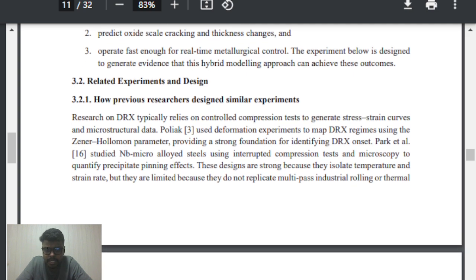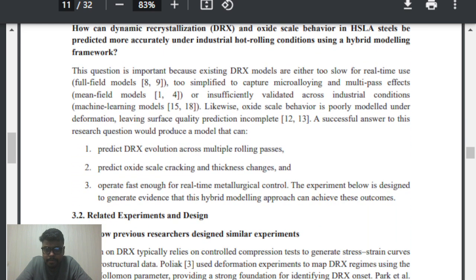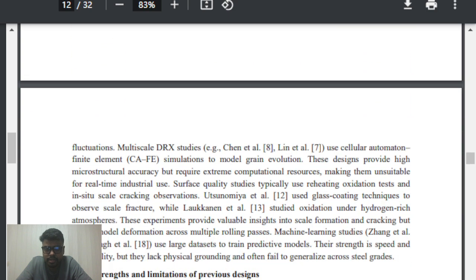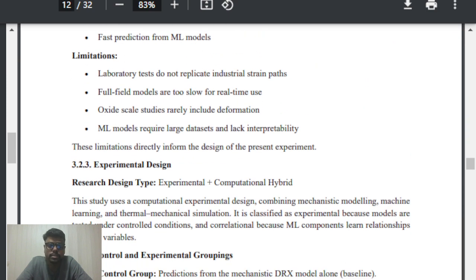This design has two main comparison groups. The control group is the mechanistic DRX model alone. This represents the baseline model. The experimental group is the hybrid model, which combines DRX modeling, machine learning, and oxide scale prediction. By comparing these two groups, the study can evaluate whether the hybrid model improves accuracy, speed, and prediction of surface quality.